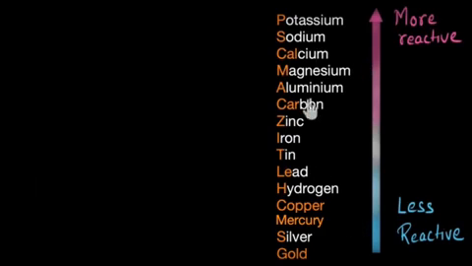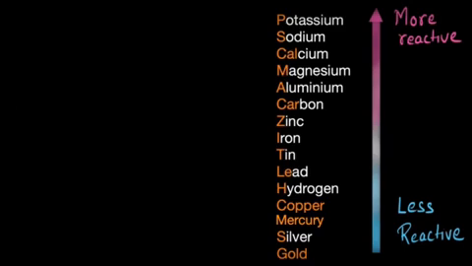For example, magnesium is going to be more reactive than aluminium or iron or hydrogen or copper. But since magnesium is below calcium and sodium, it is going to be less reactive in comparison to them. So this is how you read this particular list. Now let's see how to use it.